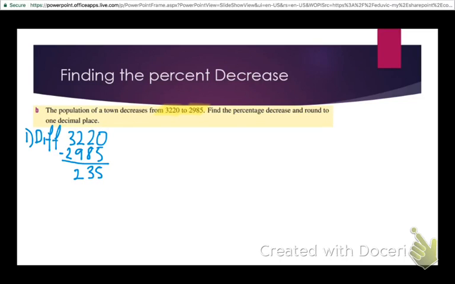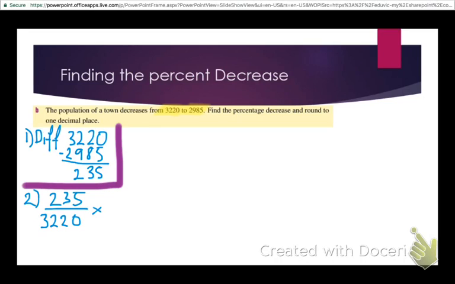Alrighty, second step, as I said, pretty much the same as before. There's no tricks, which is nice. So increase, decrease. Number 2, take your change, so what the change in people is, 235. Divide that by the original, which this time is the greater amount, not the lesser amount, as is in the case for price increase, and multiply by 100.